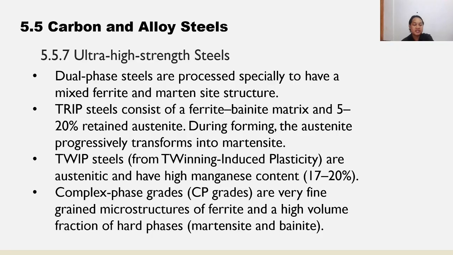Next is ultra high strength steels. Dual phase steels are processed specially to have a mixed ferrite and martensite structure. TRIP steels consist of a ferrite bainite matrix and 5 to 20% retained austenite. TWIP steels are austenitic and have high manganese content, 17 to 20%. And then complex phase grades are very fine grained microstructures of ferrite and high volume fraction of hard phase.